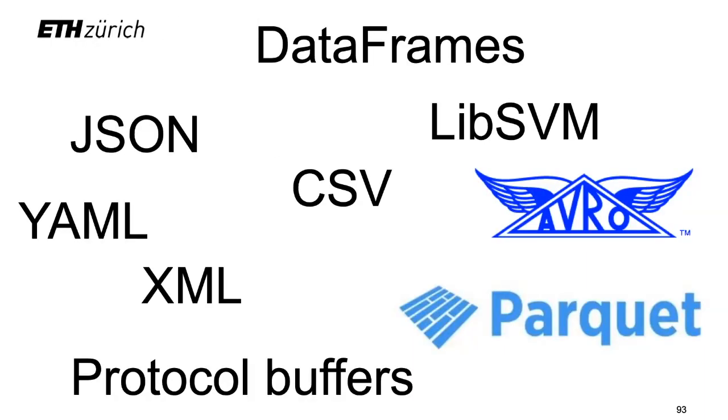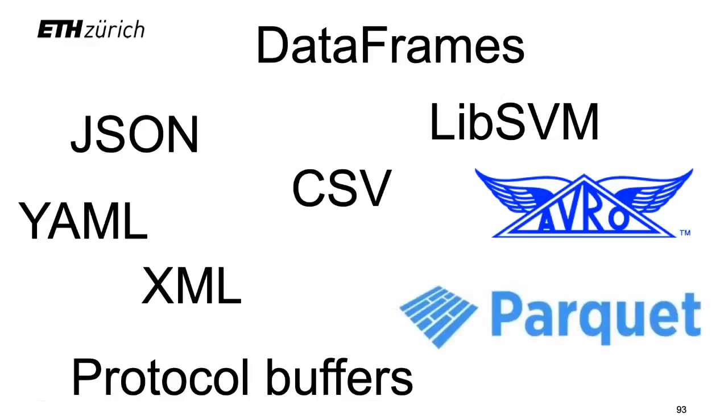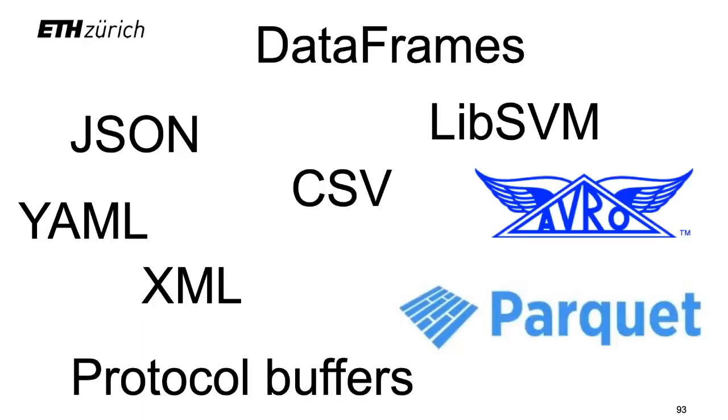Okay. So how do we sort the mess here, because I threw all of these data format names at you? How do we sort this out? Well, you can look at this along different dimensions. One, nested versus flat. XML, YAML, JSON, Avro, Parquet, data frames, protocol buffers, they support nested. CSV doesn't support nested. Next, you can look at text versus binary. JSON, YAML, XML, CSV, this is all text. LibSVM, Avro, Parquet, protocol buffers, this is all binary, meaning you cannot read it as a human, just zeros and ones. Data frames, it's a logical concept. It's not an actual format.